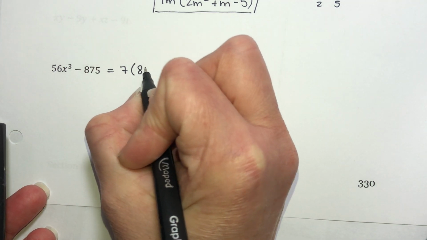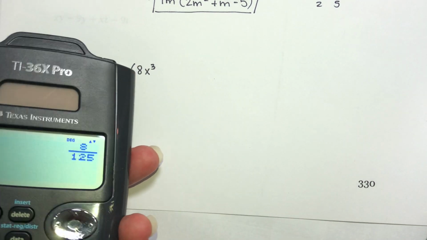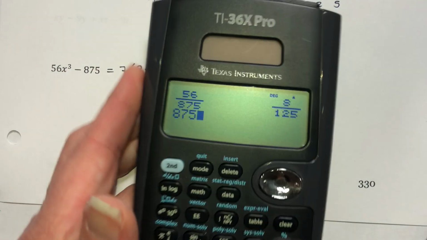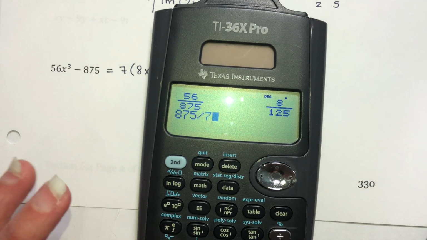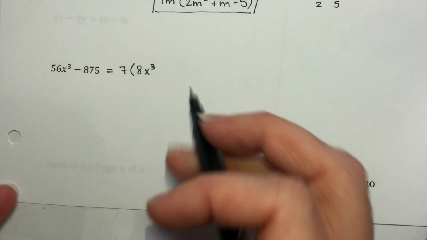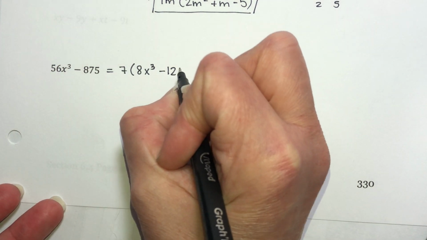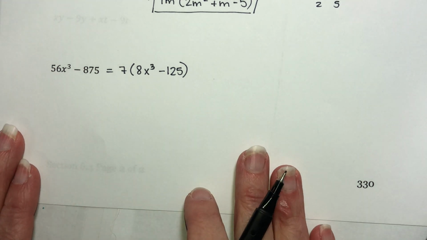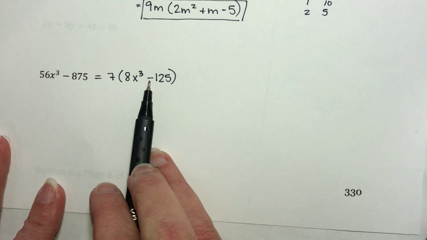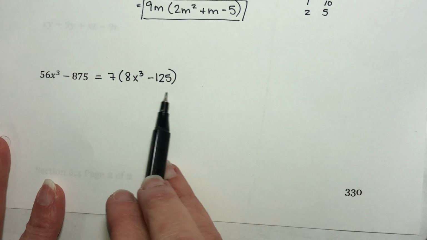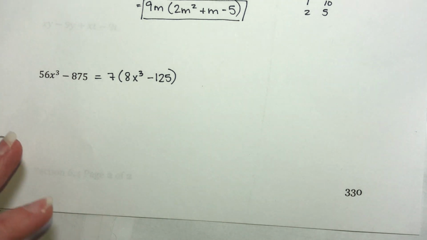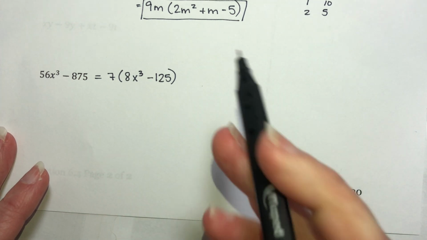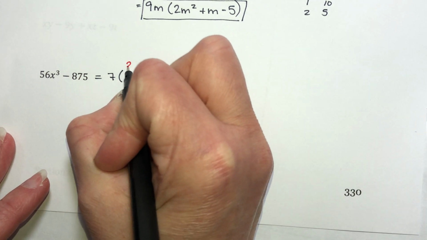It's going to give me 8x cubed, and let's make sure 875 divided by 7 is 125, so that's correct. So minus 125. Now, we've done something, so even if this doesn't go any further, this thing is not going to be prime. Now, what I'm hoping for, since I have a minus sign and I have a cube here, is a difference of cubes. And I do. 8 is a perfect cube. Its cube root is 2.